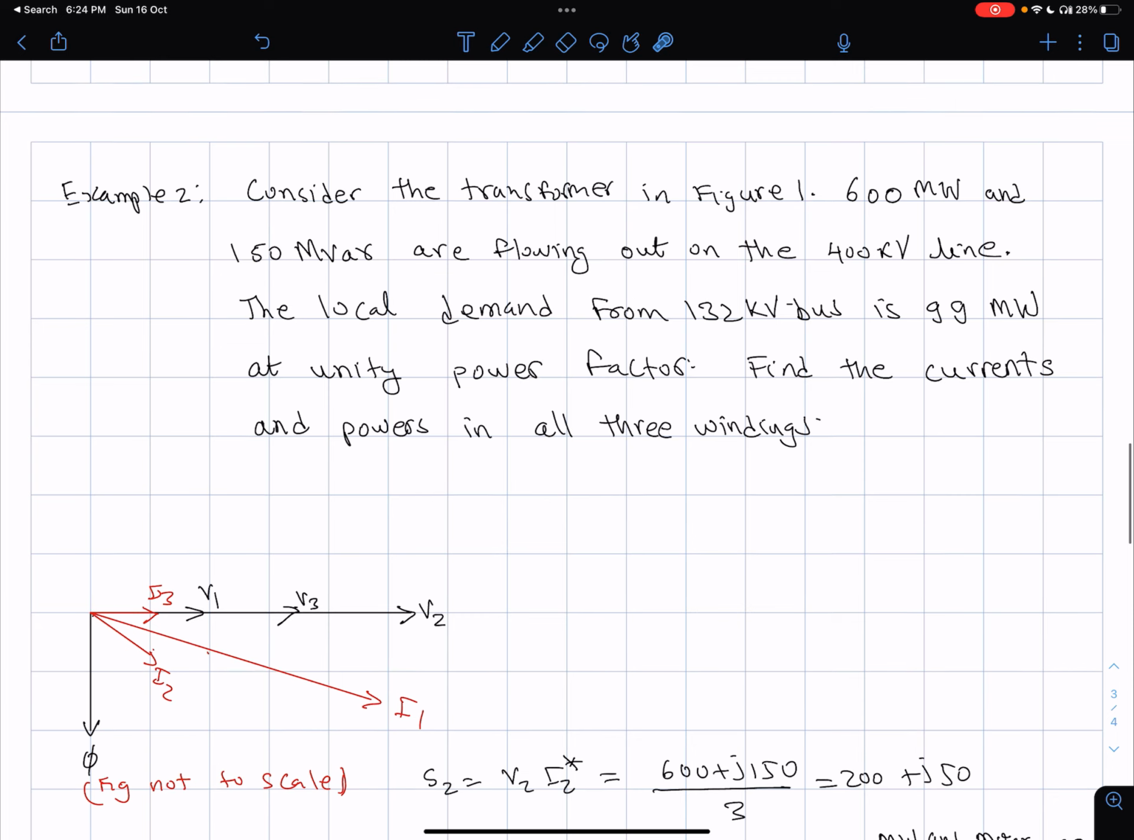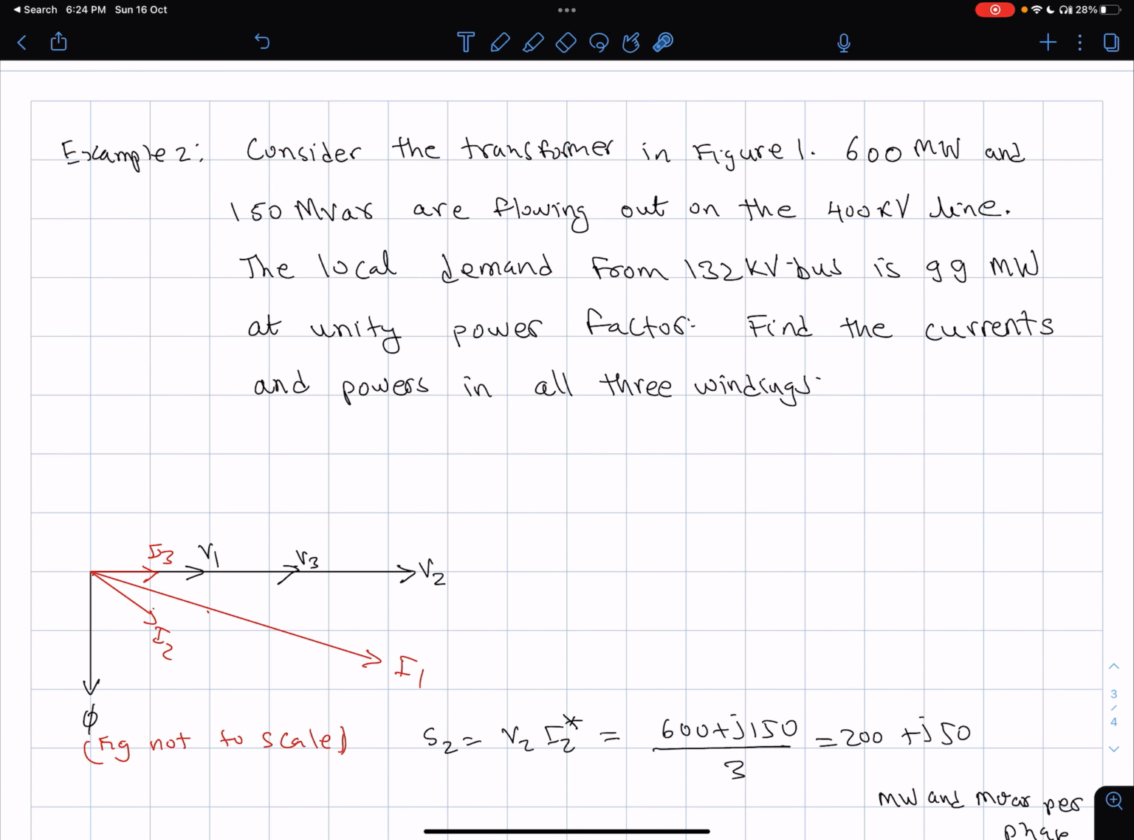Okay, now let's extend this problem a bit further. Consider the transformer in figure 1. 600 megawatts and 150 MVAR are flowing out on the 400 kV line. A 400 kV transmission line is usually a three-phase line which supplies power over a long distance, a couple of hundred kilometers, for example. The local demand from the 132 kV bus is 99 megawatts.